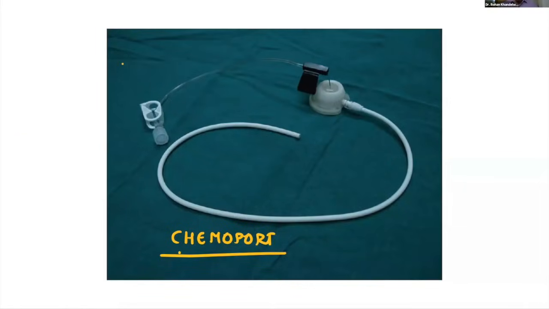Chemoport was asked last year in the exam. Chemoport is how we give chemotherapy. So this port is put below the clavicle here, and we just access the port and we can give chemotherapy freely in a central vein. This is a chemoport. You should be able to identify this. It is used for delivering chemotherapy.